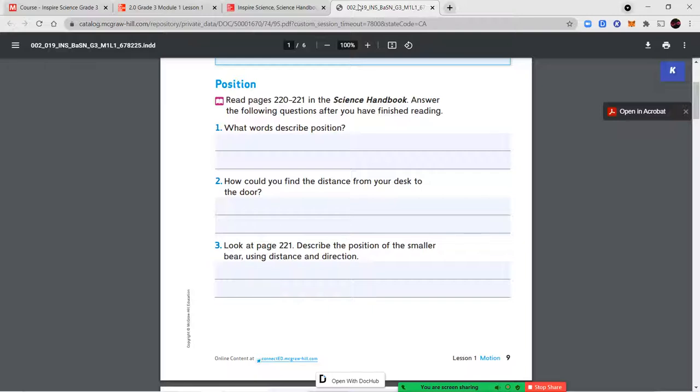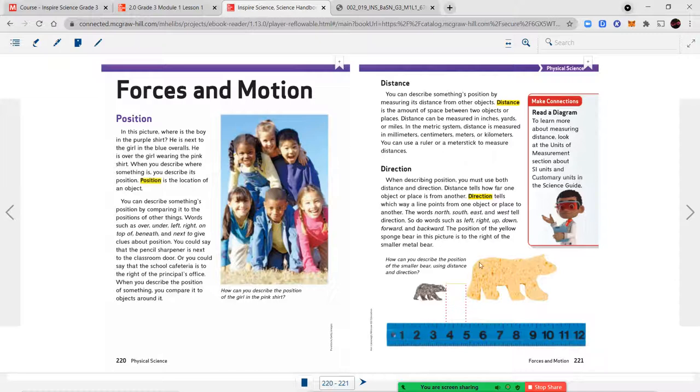On page 221, describe the position of the smaller bear using distance and direction. So this is what we were just talking about a moment ago. Think about how we described the position of the little metal bear.